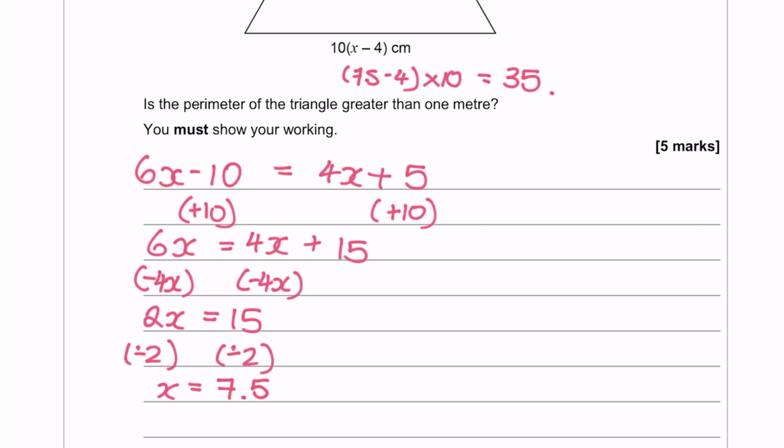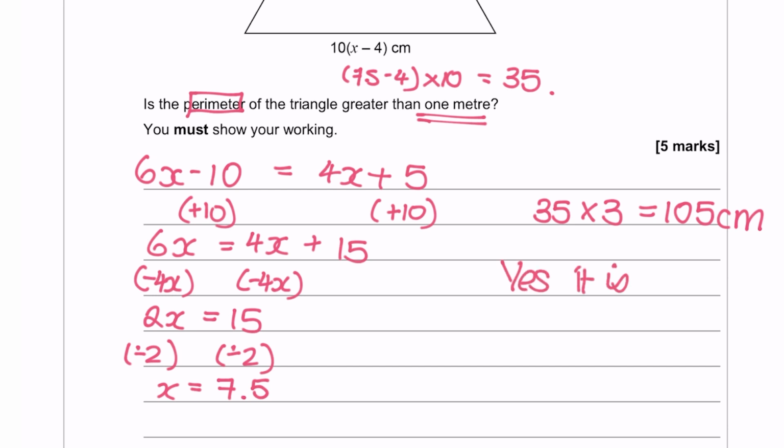And now we're going to add it up because we want the perimeter. So we're going to add 35 plus 35 plus 35, which is 35 times 3. And we get 105, and this is centimetres. Now, is that bigger than 1 metre? Yes. So we say yes, it is greater than 1 metre. We've got to write that conclusion. You want to get all the marks that you can. And so many students lose these super, super easy marks.